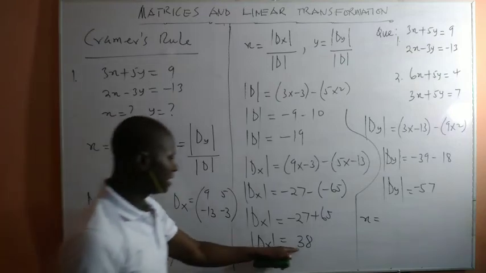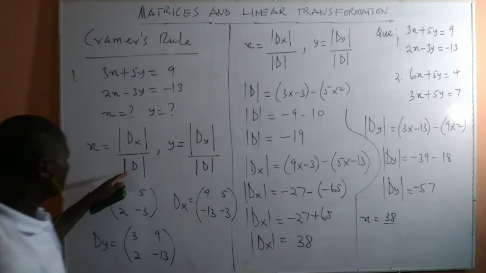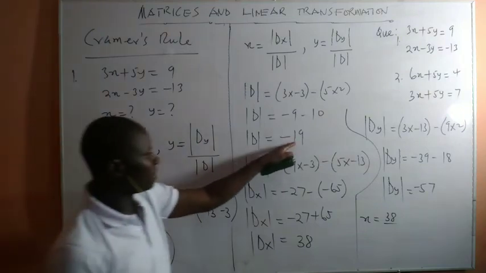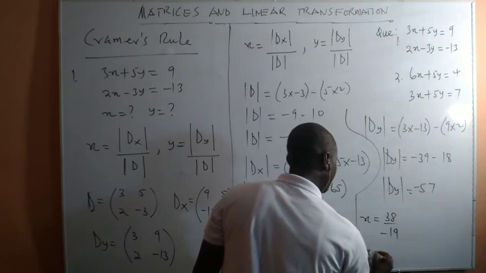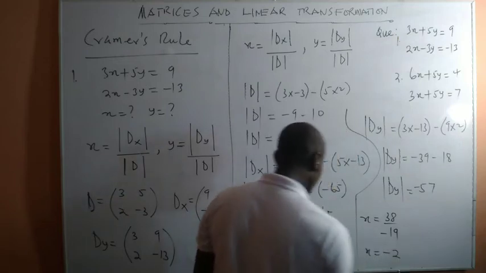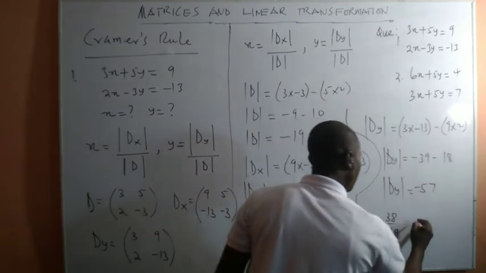What did we get? We have 38. So we have 38 divided by the determinant of the coefficient matrix, which is minus 19. And here X will be equal to minus 2. So the value of X will be minus 2. Now, how do we find for X?